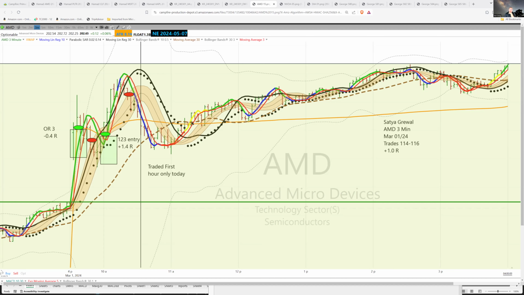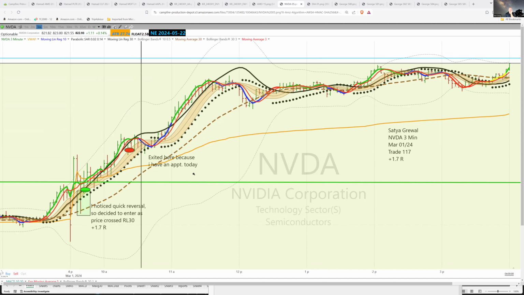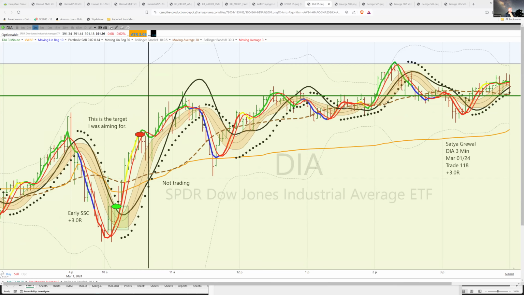NVIDIA nailed it, missed the, oh, okay, you had an appointment here, understood. NVIDIA for the win. DIA, perfect. Here's the OR3 short. There's a crossing of the VWAP short, but still that's 3R not to be sneezed at. There's a COTA 2.